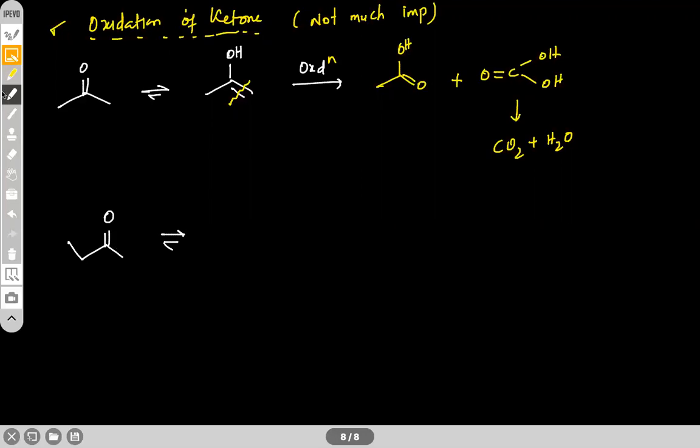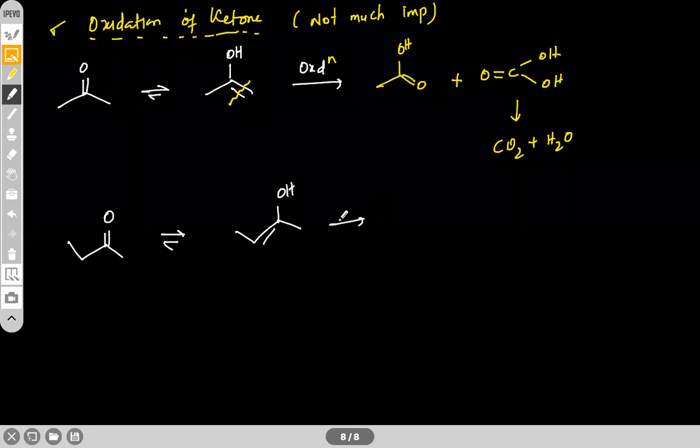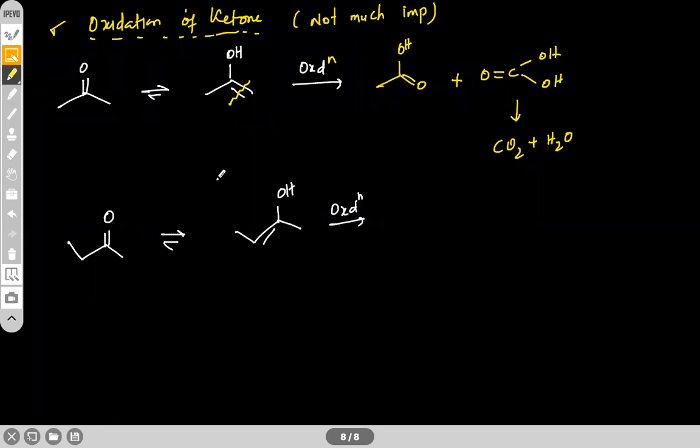Okay, so in this one, what we do? We'll draw the more stable enol form, and that would be this OH here and double bond here. Now after this, if you do oxidation, we'll write down the oxidative ozonolysis. You just break this bond and that would be CH3 C double bond O OH plus CH3. Done.